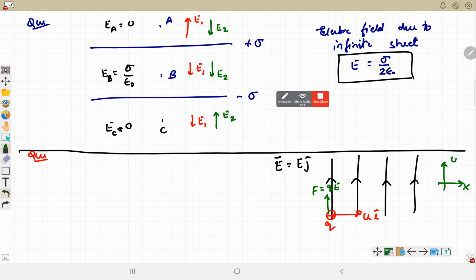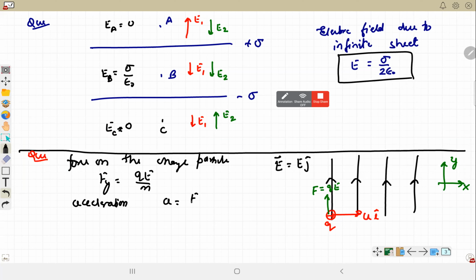This is x, this is y. Force on the charged particle is in y direction. So force y direction में, इसलिए इसका acceleration भी y direction में होगा. Acceleration in y direction is equal to F upon m, which is qE upon m in y direction.